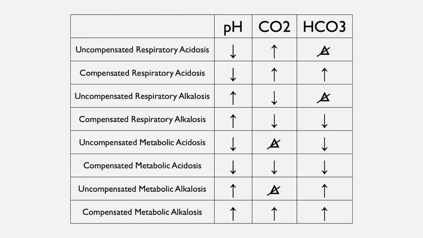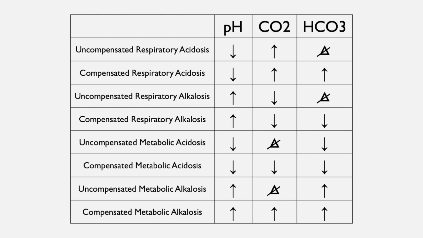This does not happen instantaneously, so you may or may not see compensation on your patient's ABGs. For example, if you determine that your patient is in respiratory acidosis because the pH is low and the CO2 is high, and the bicarbonate is also elevated, it is assumed that the body is trying to create additional bicarbonate in an attempt to neutralize that extra acid. Thus, we call this a compensated respiratory acidosis.